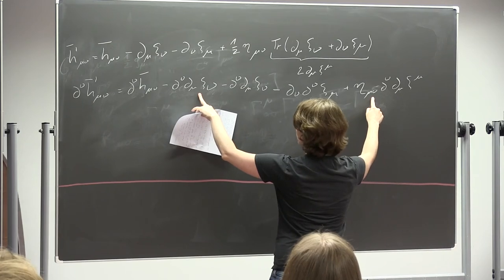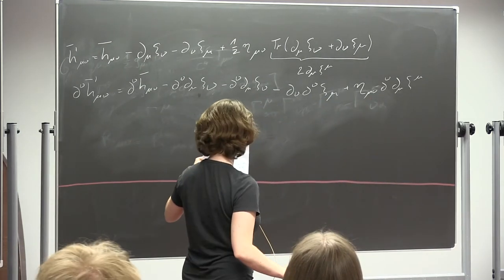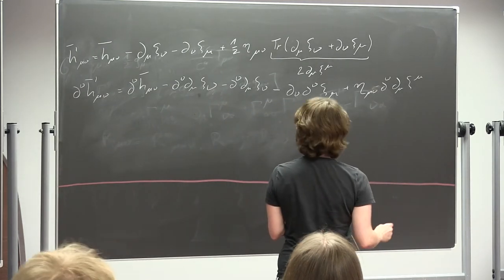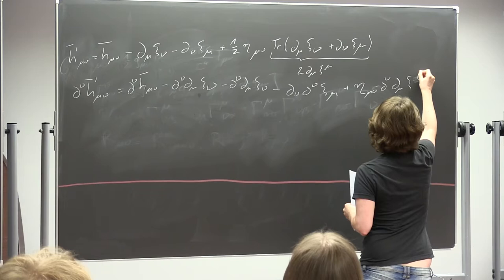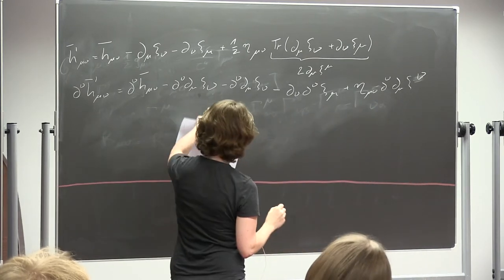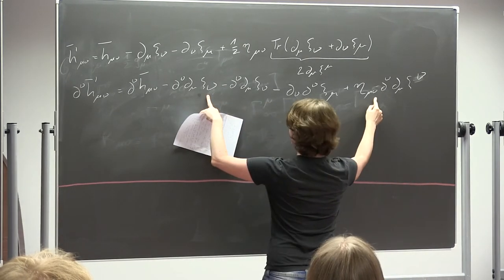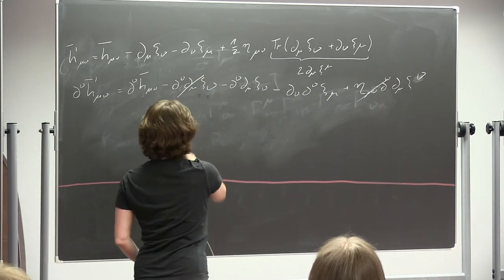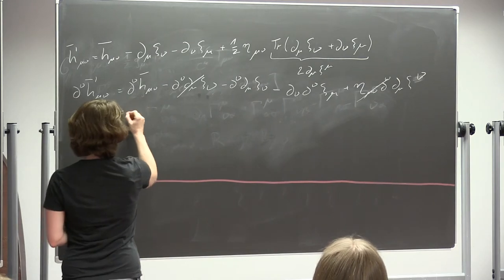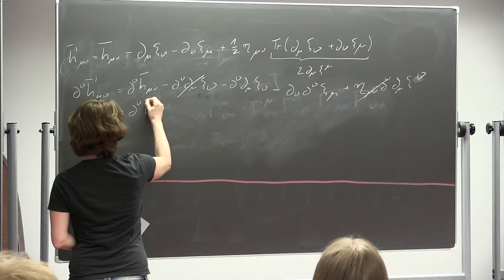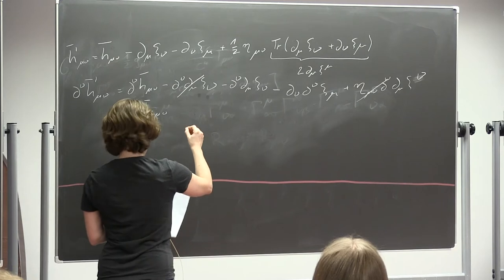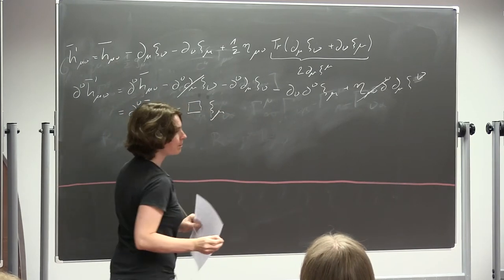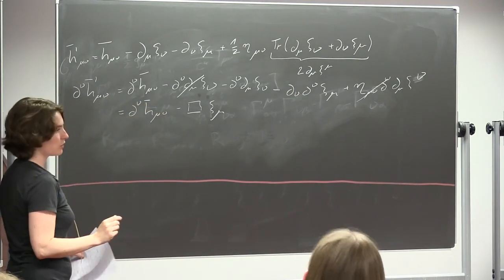Wait, but this is wrong again. This is new. Okay, now this term and this term exactly cancel. So what we obtain is that this is just the divergence of h bar minus the box operator of psi mu. And this is now something that should look familiar.